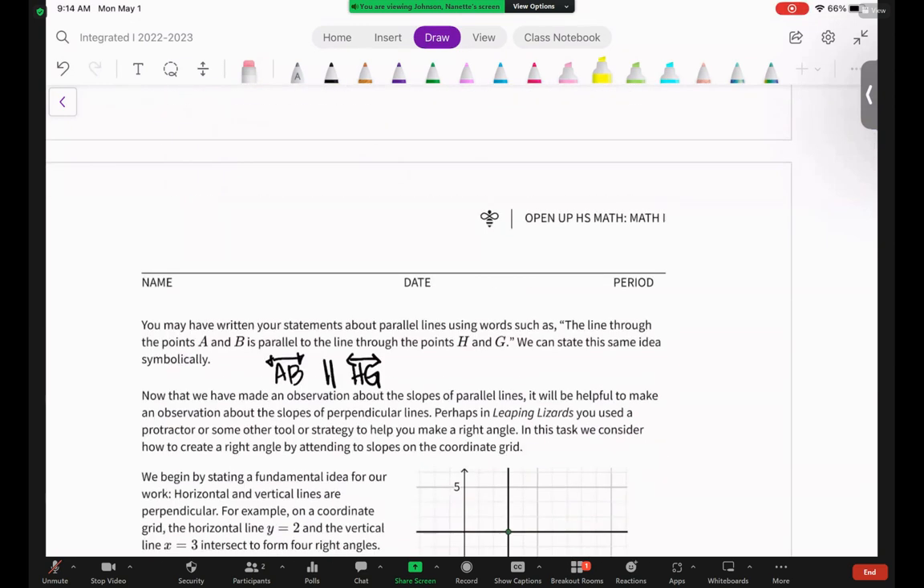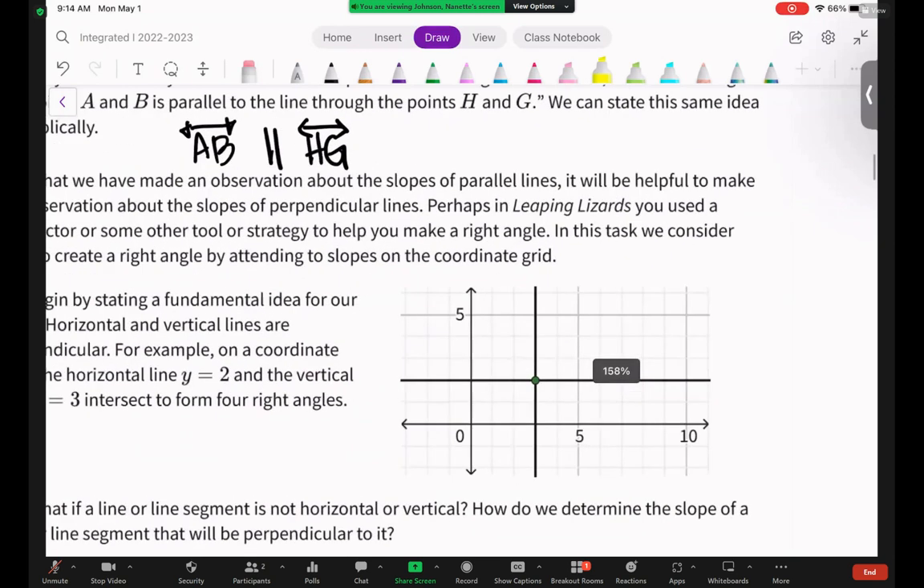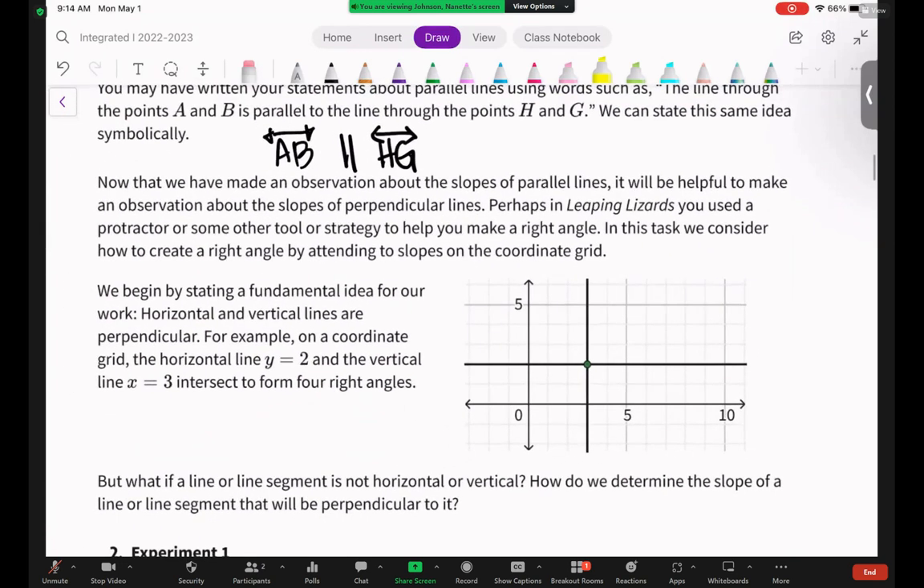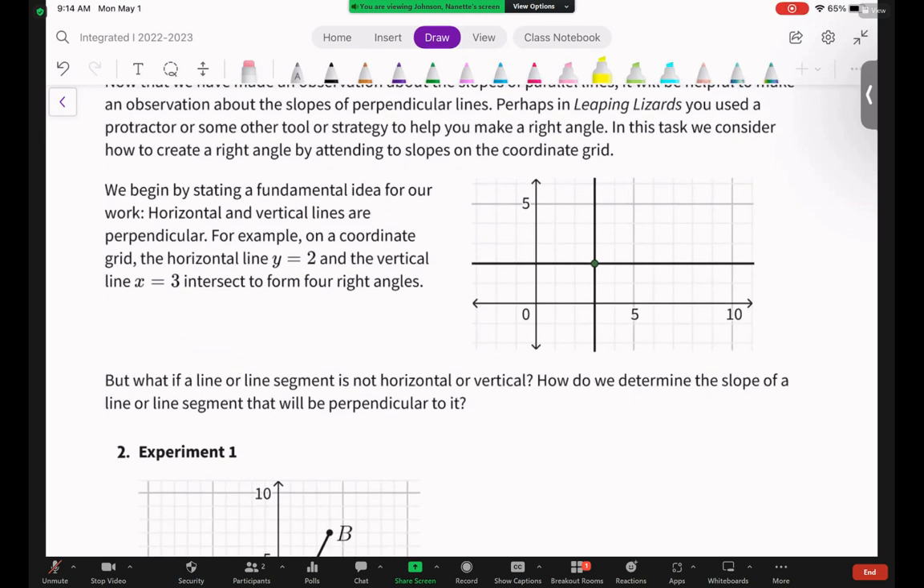So now it'd be good to look at the perpendicular line. So perhaps in Leaping Lizard, you considered a protractor or some other tool to help you make a right angle. In this task, we're considering creating a right angle by attending to slopes on the coordinate grid. We begin by stating a fundamental idea for our work. Horizontal and vertical lines are perpendicular.